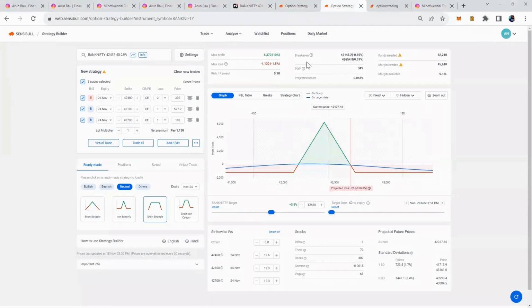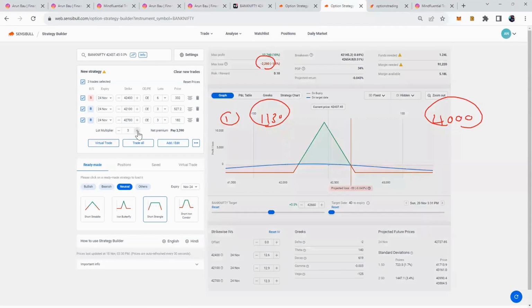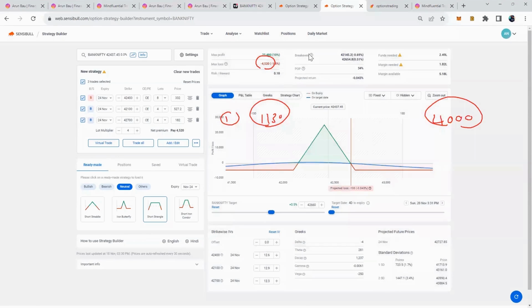So how to check the max loss? Now look at this. This is my max loss: 1,300 and 1,100 is the max loss for one lot. So let's say if I can take a max loss of 4,000 rupees, I'll increase the lot multiplier: 1, 2, 3, approximately 4. Now let's say if I can risk up to 4,500, if it is within my 2% risk level, then I can take like 4 lots and do this.